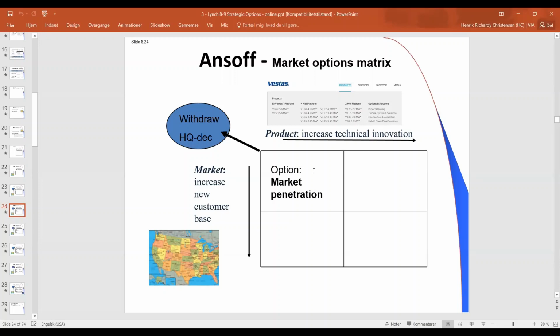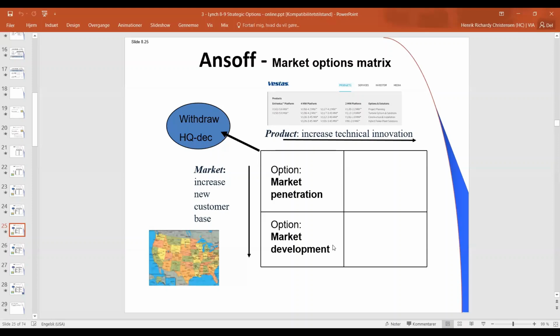Okay, now this is an option. As you remember, we had 4 options from Porter. That means this is option number 5 in our systematic approach to investigate the market and the different strategies that we can develop based on our market. So if we go down here with the same product, then we also have an option called market development.